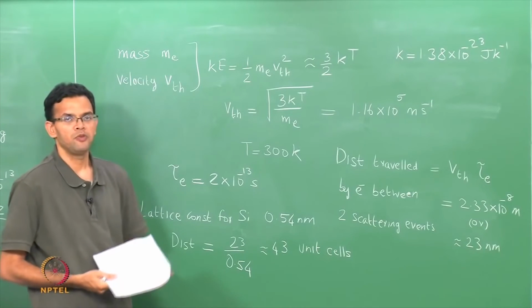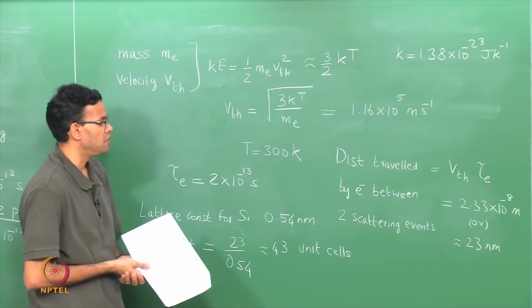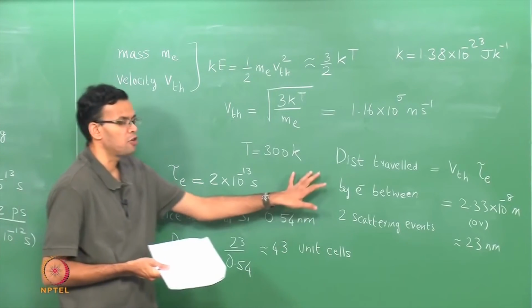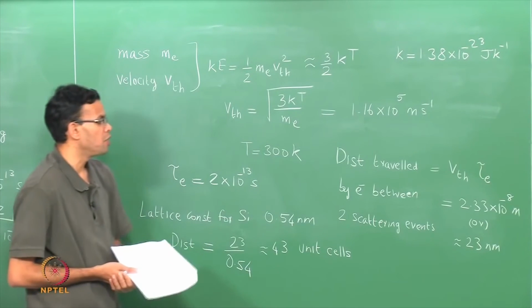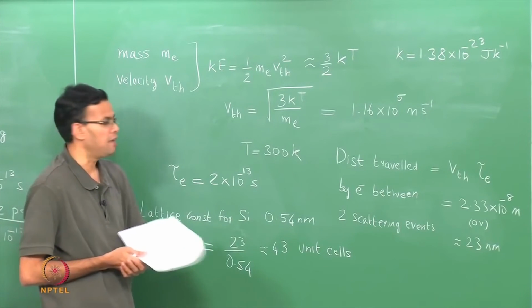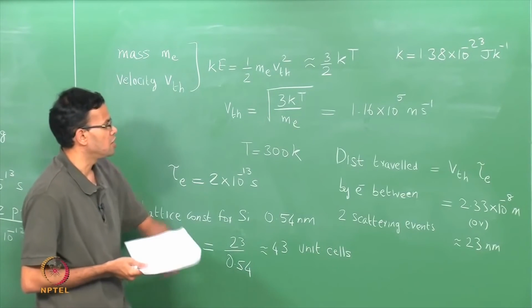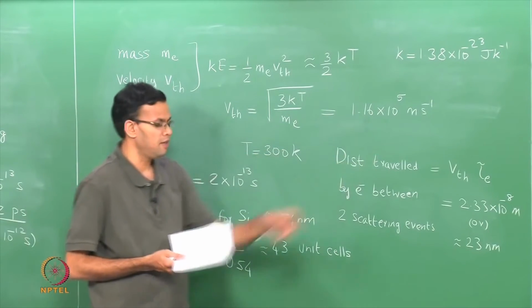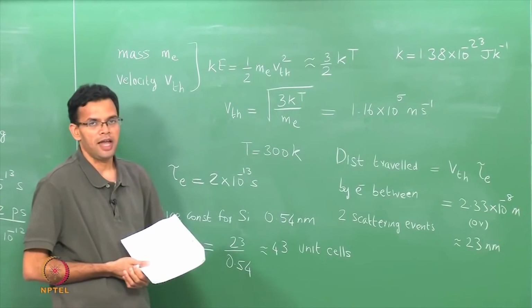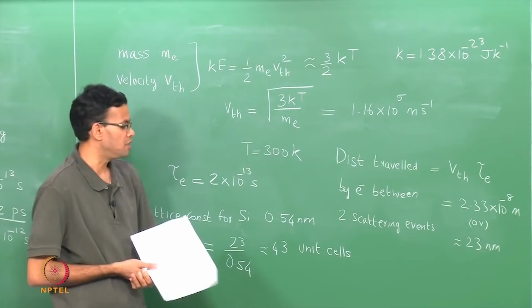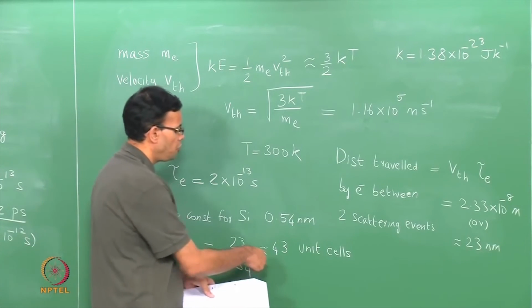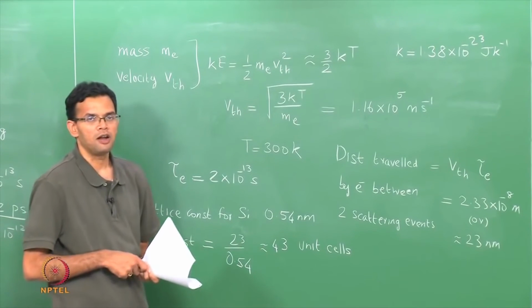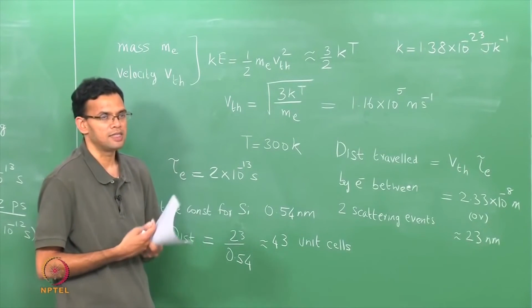So, the time between two scattering events is really small, of the order of picoseconds, but because your electrons have such a high velocity, around 10 to the 5 meters per second, we find that the electron actually travels a substantial distance. So, it travels nearly 40 unit cells before it undergoes another collision and scattering.